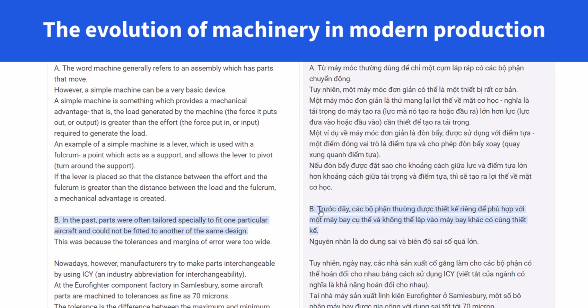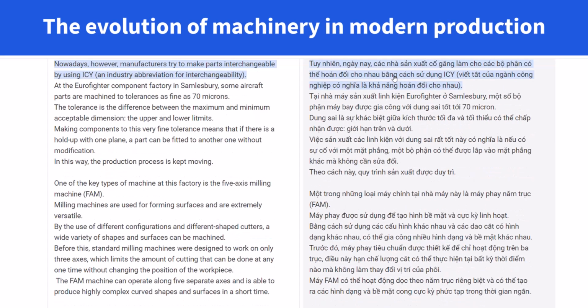In the past, parts were often tailored specially to fit one particular aircraft and could not be fitted to another of the same design. This was because the tolerances and margins of error were too wide. Nowadays, however, manufacturers try to make parts interchangeable by using IC, an industry abbreviation for interchangeability.